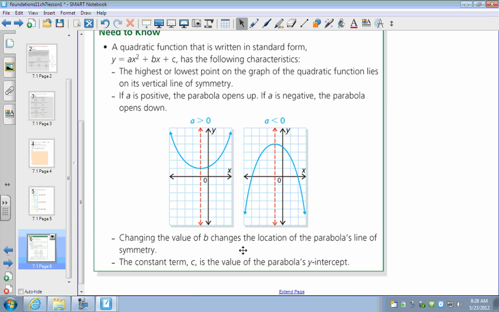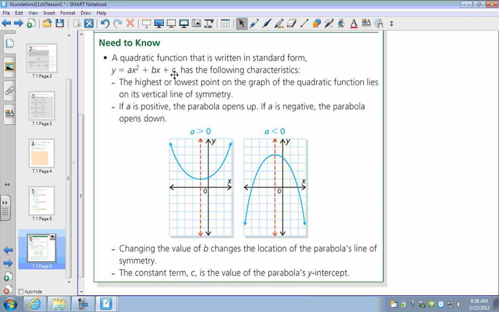Changing the value of b changes the location of the parabola's line of symmetry. So when we changed b, it either went left or right depending on how we changed b. The constant term is the value of the parabola's y-intercept. So c affects the constant. b affects the location of the line of symmetry, that red line right there, where you could cut it in half. And a decided if it was parabola up or parabola down, and also the width.